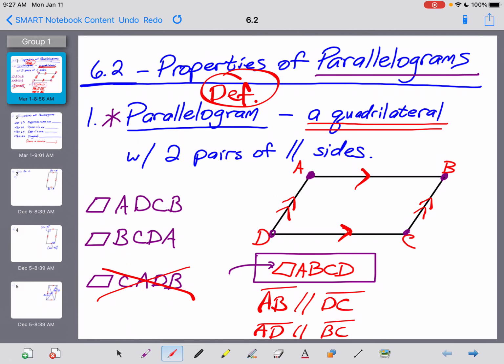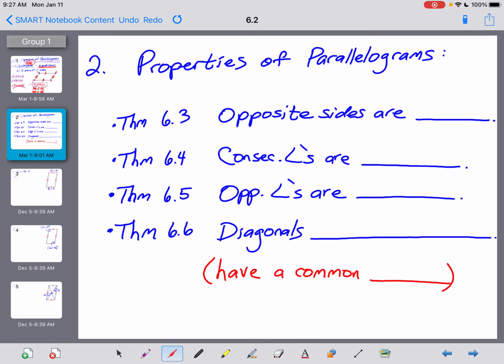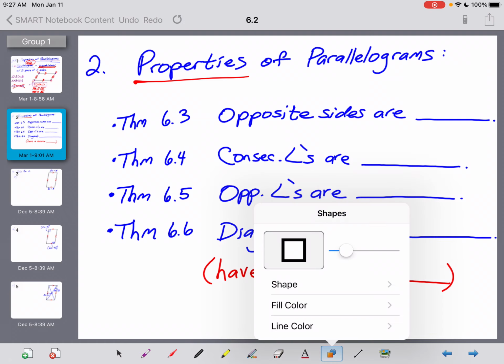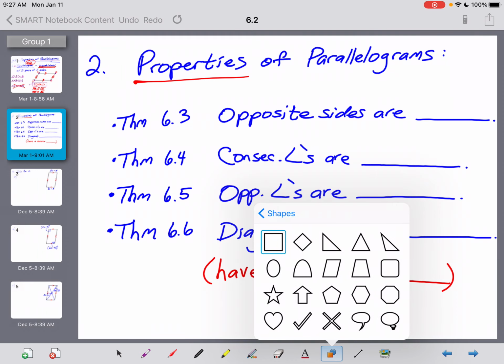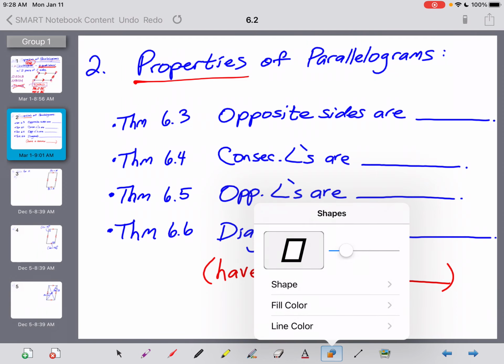There are other things that you might have noticed about that figure that are not part of the definition of parallelogram, but they are properties of parallelograms. So these are things that mathematicians just kind of noticed after the fact tended to happen when they drew themselves a parallelogram. Now let's see, do I have a parallelogram tool here on this? I do.